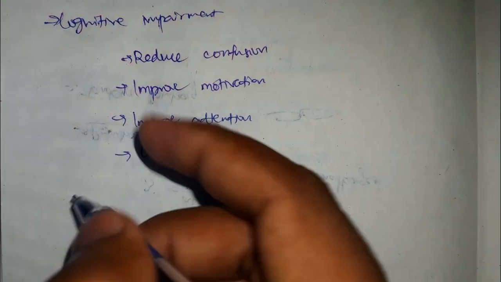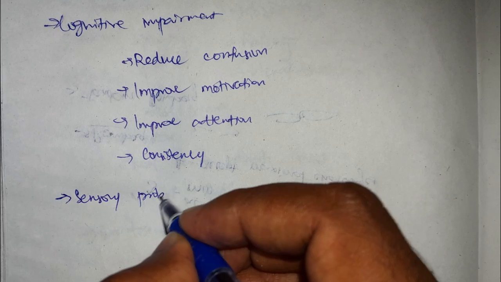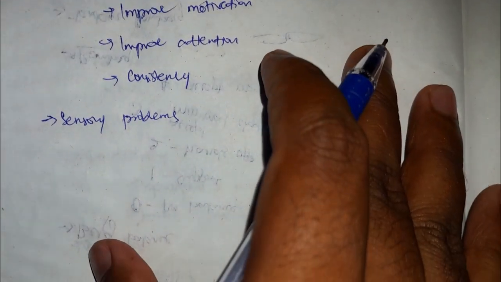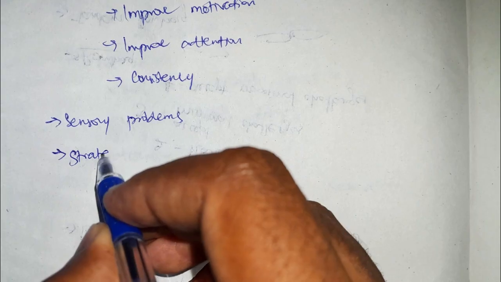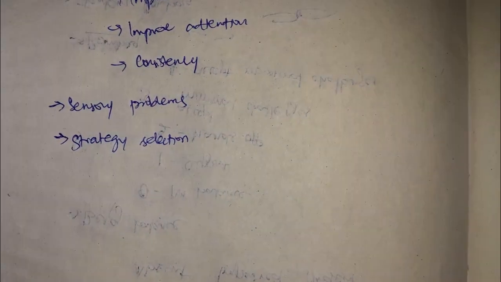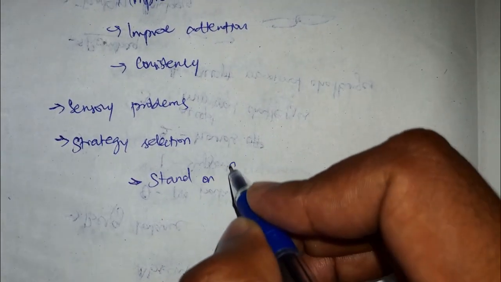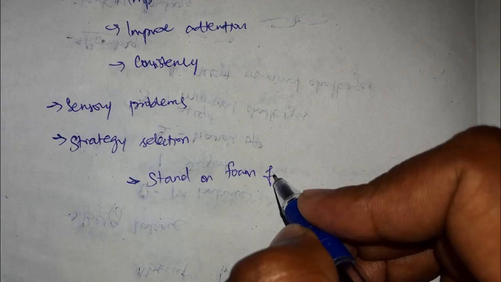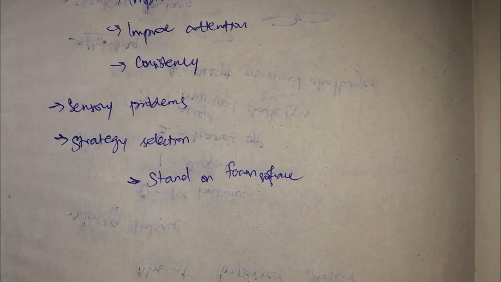Then we have to manage the sensory problems, that is the person having a visual, proprioceptive and vestibular problem. And we have to manage the strategy selection problem, which means to improve the hip strategy we have to make the person stand on a foam surface. Foam surface, narrow surface, treadmill, like that we have to do.